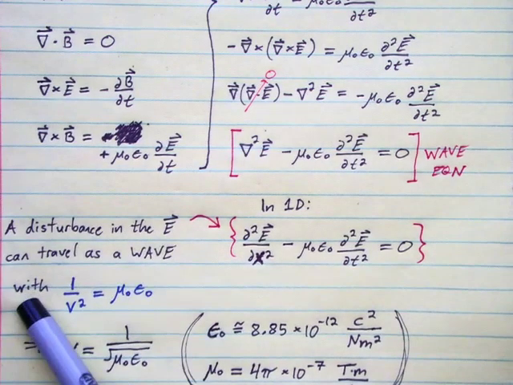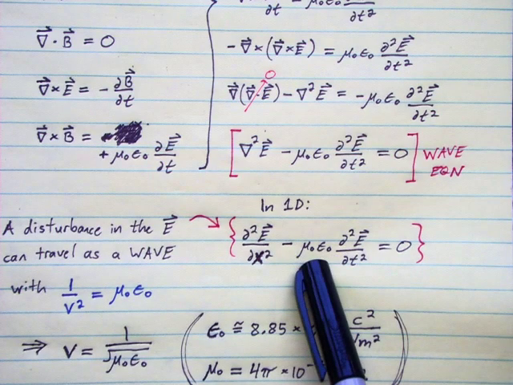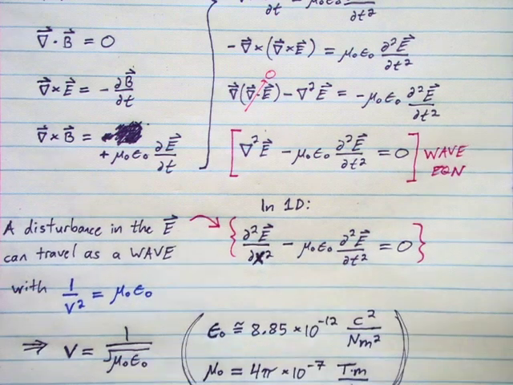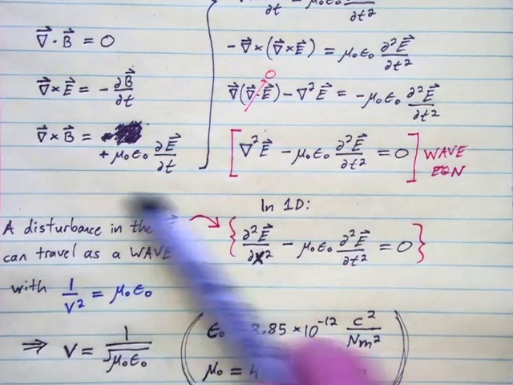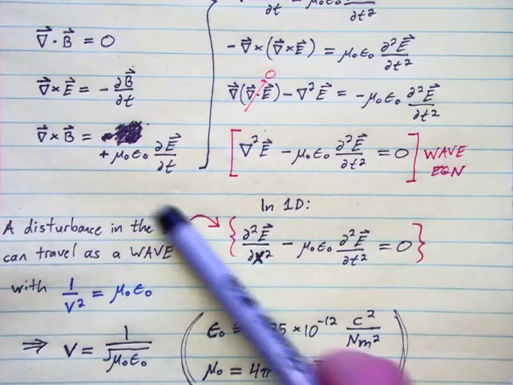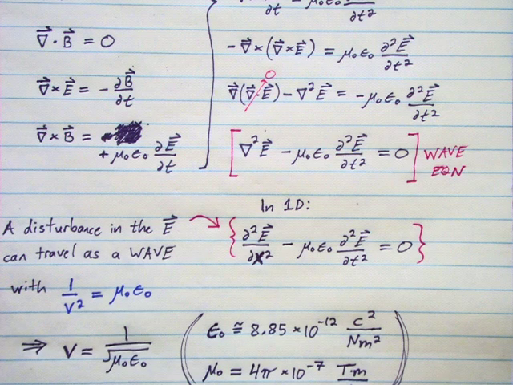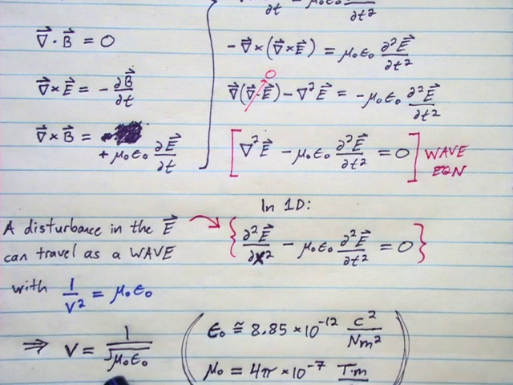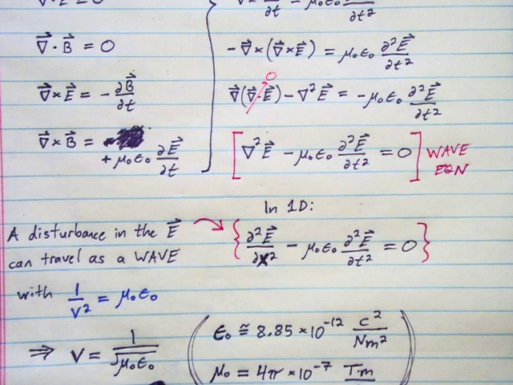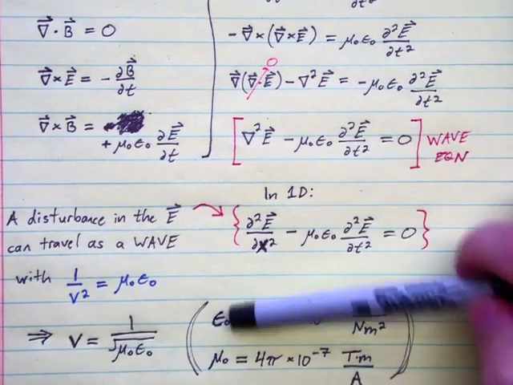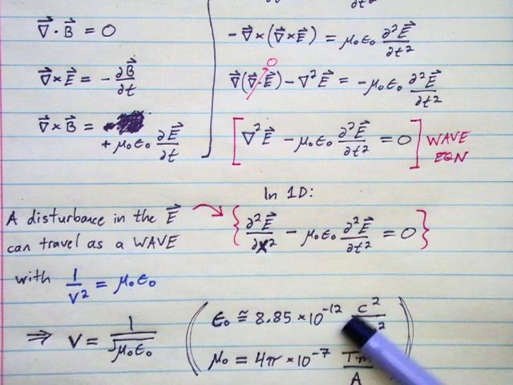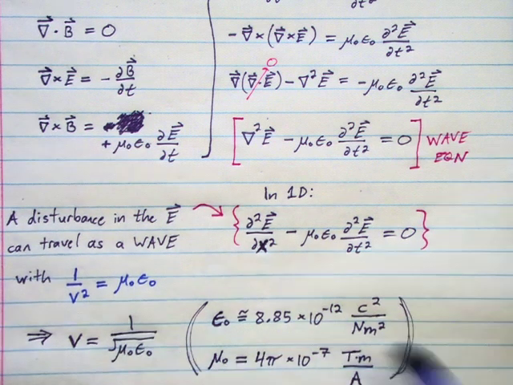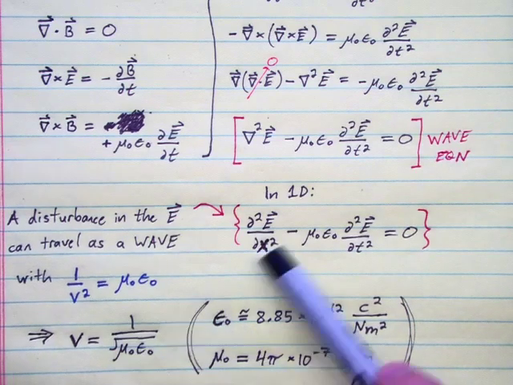And then this constant that appears in front of our time derivative term, that constant we identify as 1 over v squared. So the disturbances in the electric field that travel along will travel at this speed, 1 over the square root of this combination of constants that is always stuck around in our Maxwell equations: mu naught, the permeability of free space, and epsilon naught, the permittivity of free space. We know the values of these constants. So let's put those values in, grab your calculator, and calculate 1 over the square root of this, which gives us a number that will represent the speed at which these waves travel.